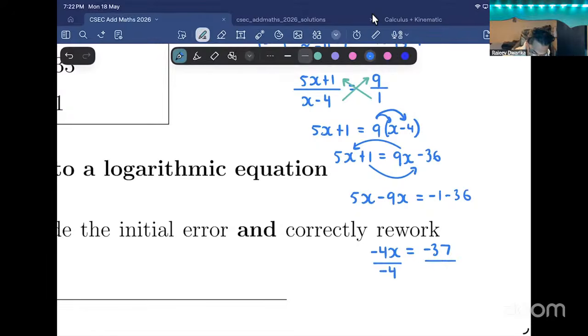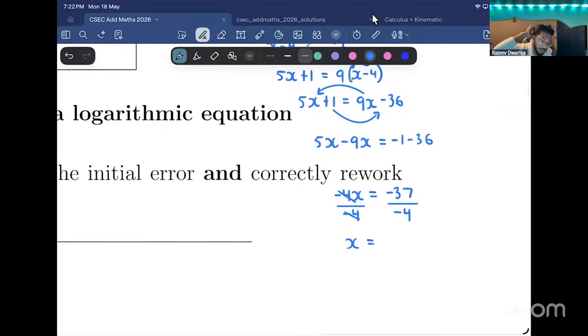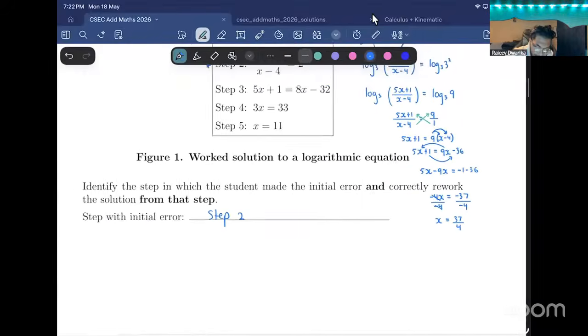Divide both sides by -4. And so my answer for x is what? What's my answer for x? It's just 37/4. I can't simplify that.